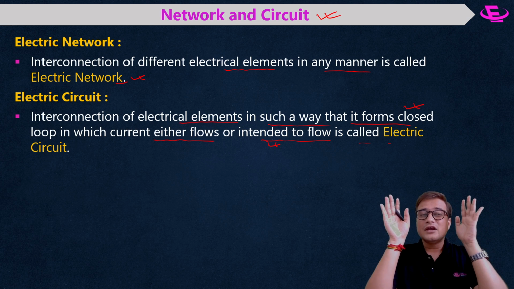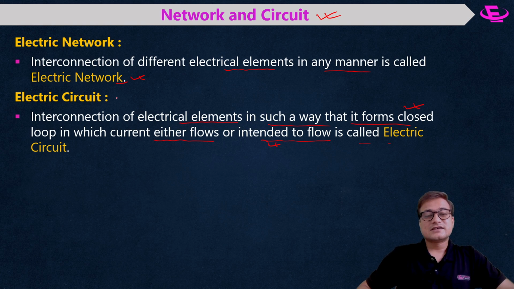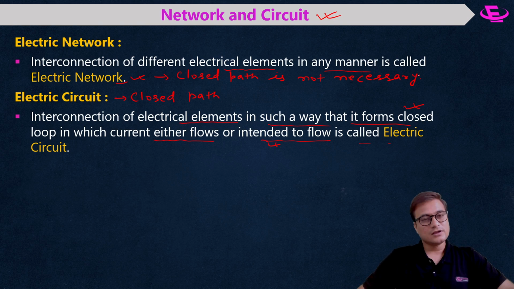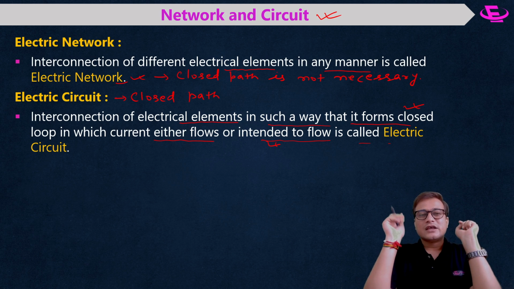So what is the main difference between electric network and electric circuit? In an electric circuit, there must be a closed path. But in the case of an electric network, a closed path is not necessary. That means there may be a closed path or there may not be. Don't worry about the closed path. Clear?